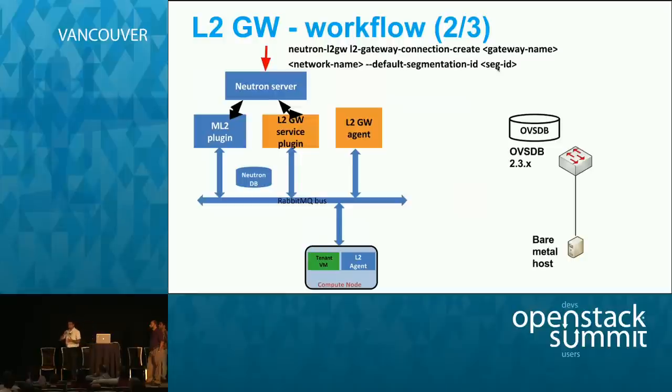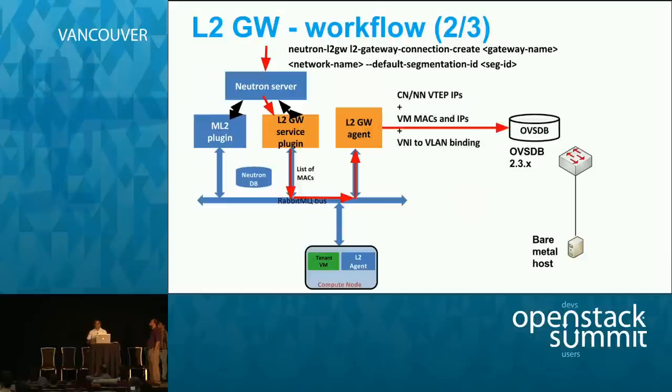So it knows the mapping of this VXLAN ID with the VLAN ID, and also builds the list of MAC addresses and IP addresses of the Neutron ports that belong to that network. And this list is then sent to the L2 gateway agent over the RabbitMQ message bus. The L2 gateway agent in turn inserts this information into the OSDB table.